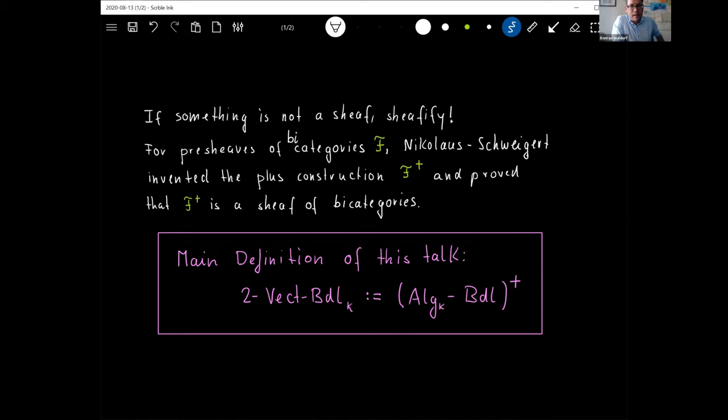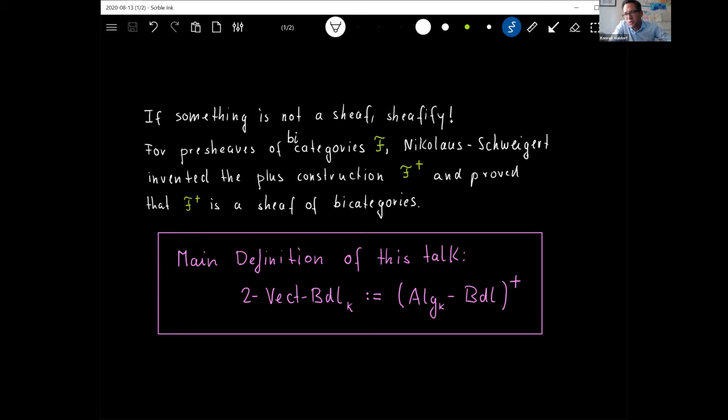There is a nice construction due to Thomas Nikolaus and Christoph Schweigert, who explicitly write down what the sheafification of a pre-sheaf of bicategories is. And that's our definition of two-vector bundles. Our main definition of this talk: the bicategory, the sheaf of two-vector bundles, is the sheafification of the pre-sheaf of algebra bundles. And in these little subcases, like real graded central simple algebra bundles, where the thing is already a sheaf, we know that sheafification doesn't do anything to it. So it's okay.